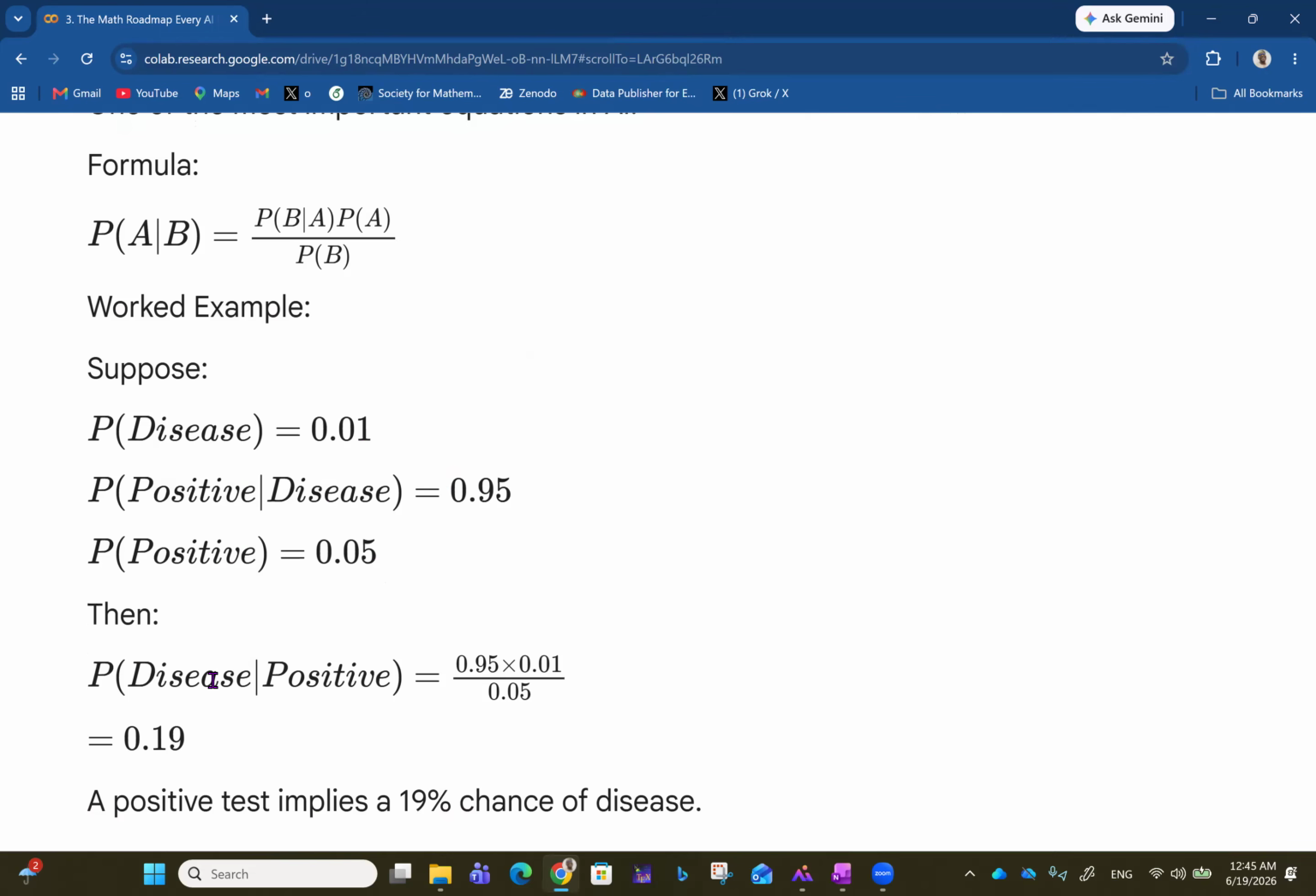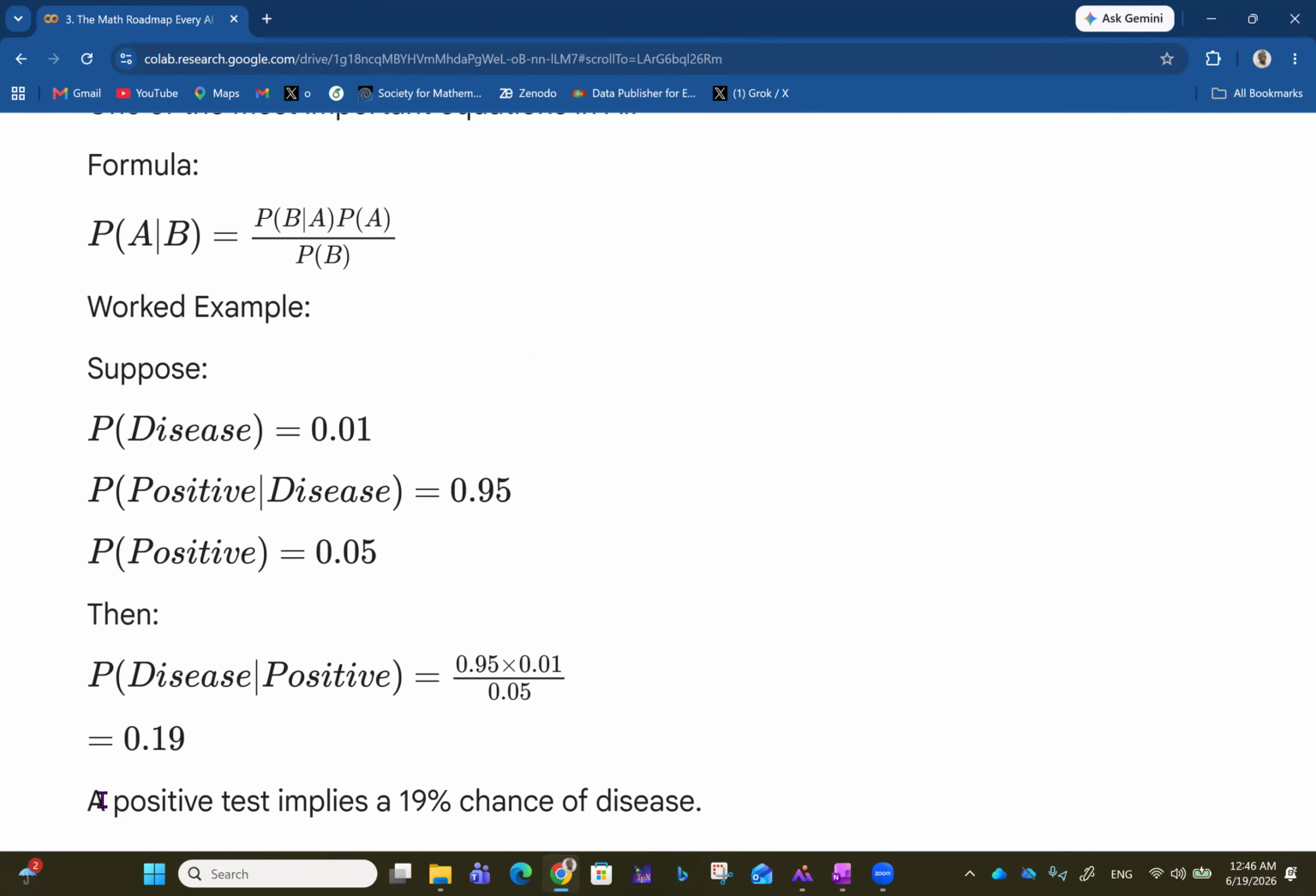Then the probability that someone has the disease, given that the person tests positive, is the probability that the person is positive, given that the person has the disease, that's 0.95, times the probability of having the disease, 0.01, divided by the probability of testing positive, 0.05. And that's the answer. If you compute all that, you get 0.19, and that's like 19%.